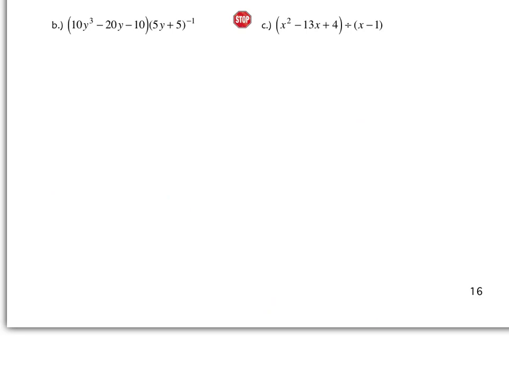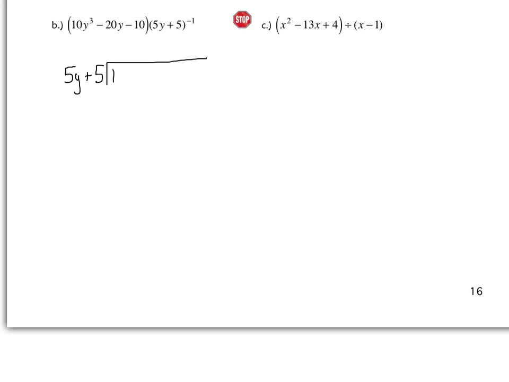Okay, let's go ahead and do example B over here. So we have 10y to the third minus 20y minus 10 times 5y plus 5 raised to the negative 1. If there's a quantity that's raised to the negative 1, that whole thing would shift to the bottom, becoming division. So this is long division of polynomials. So we're going to write the divisor outside, 5y plus 5, and the dividend goes inside.